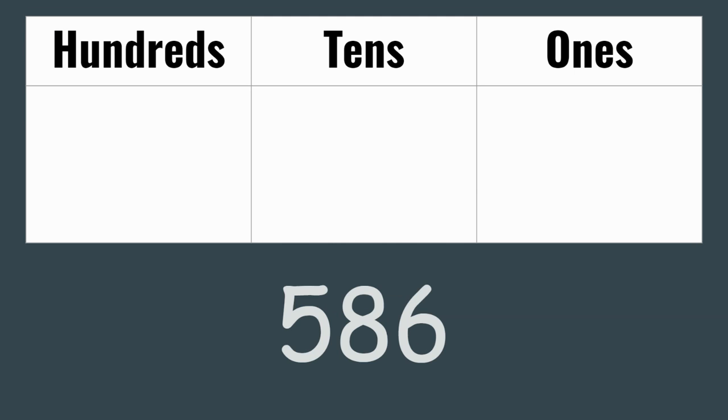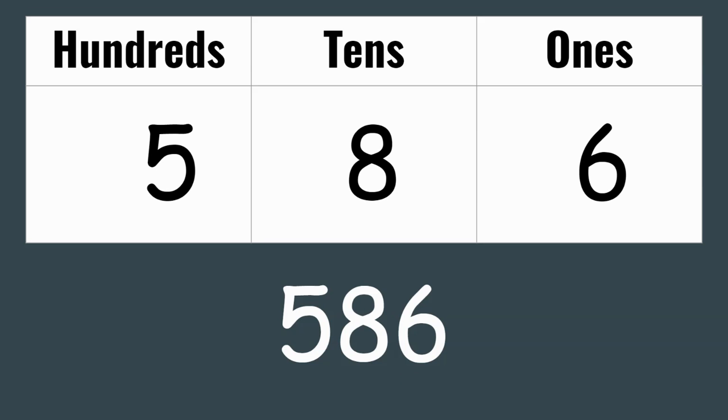How about this one? 586. So we have three digits, so basically each column will have a digit. Now 6 will be put in the ones column, 8 will be put in the tens, and 5 will be put in the hundreds column.